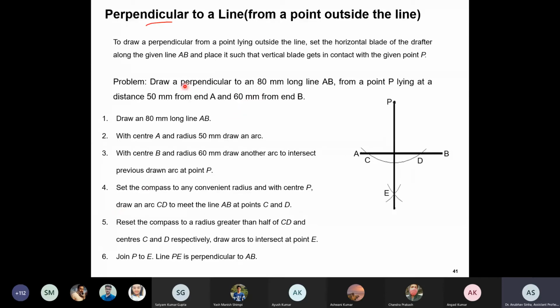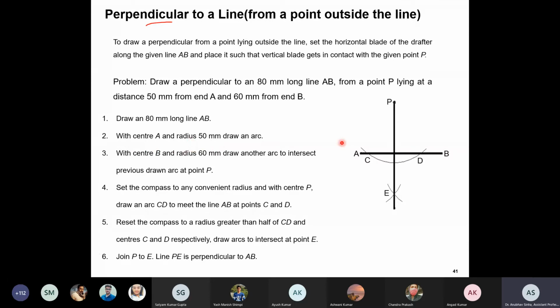So this is the sort of assignment that you will be getting. Draw a perpendicular to an 80 millimeter long line from point P lying at a distance of 50 mm. Let us say this is the question you get in your assignment. First you draw this line AB. Just read those steps. In your assignment, you don't have to write all these steps. You just have to draw this, but this is for your understanding. You could go through this once if you have any doubts.